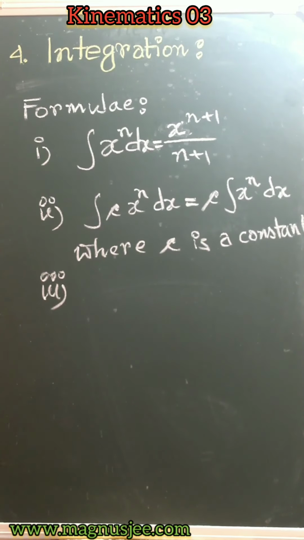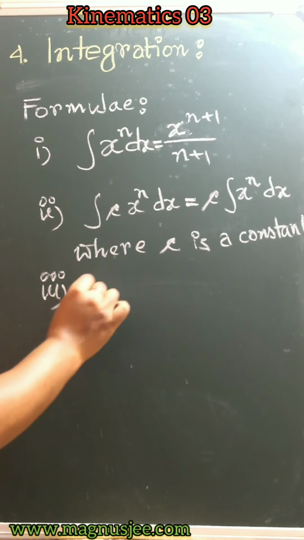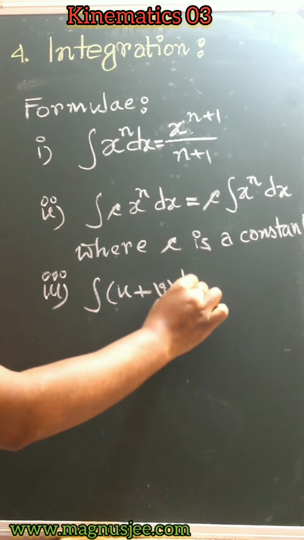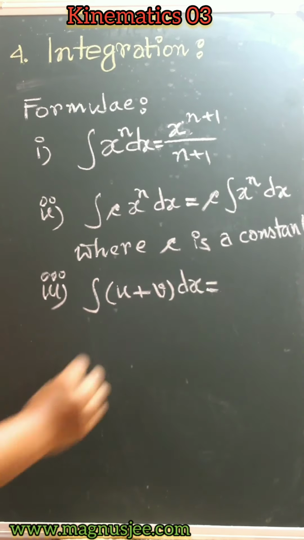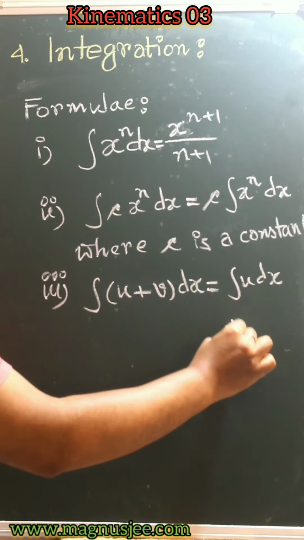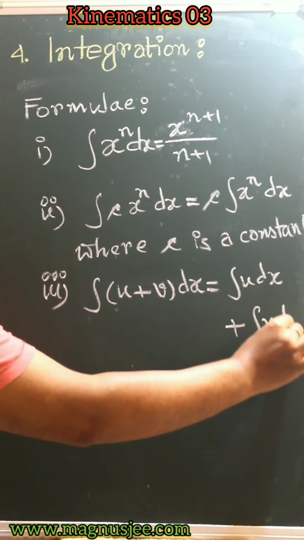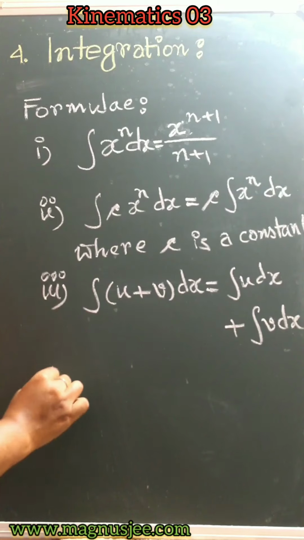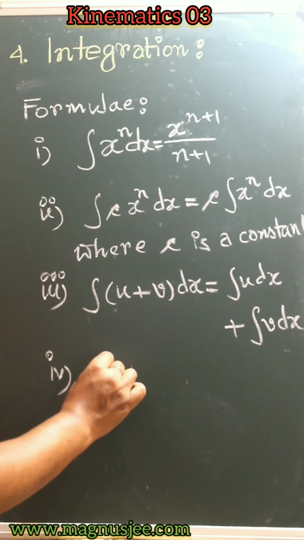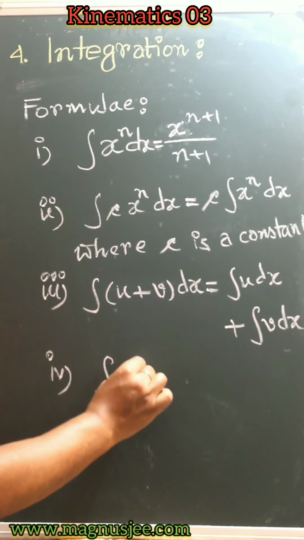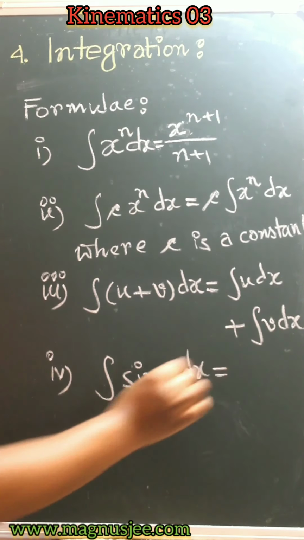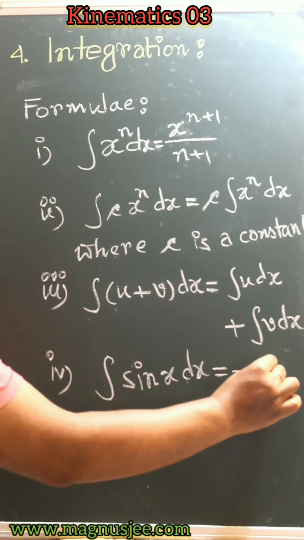Number 3 formula: integration of u plus v dx equals integration u dx plus integration v dx. U plus v means the sum of two variables. Number 4 formula is integration of u minus v dx, which is integration u dx minus integration v dx.